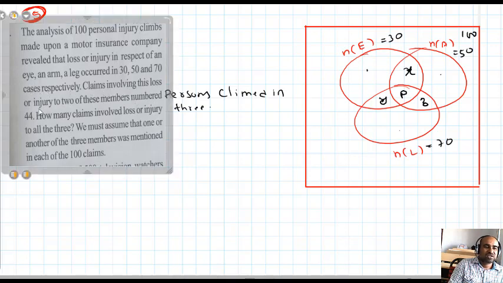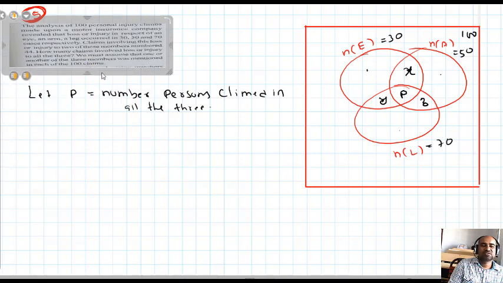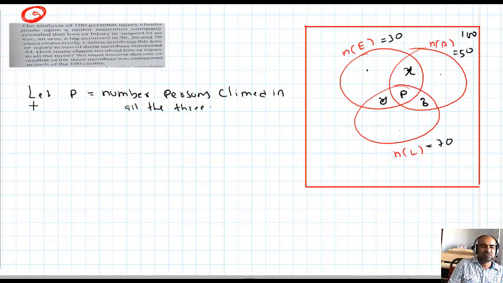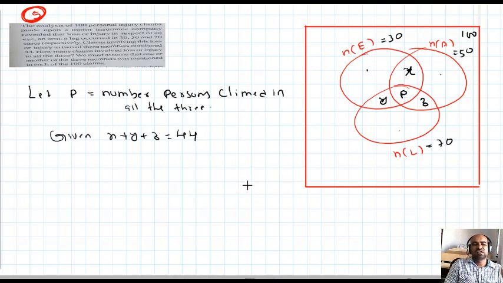Students listen. Here, clear injury, two of these members numbered as 44. The meaning of that is X plus Y plus Z plus X plus Y plus Z equal to 44. Given X plus Y plus Z equal to 44. We want to find P. So how many members lost all the three? Or how many members are claimed for loss of all the three organs?